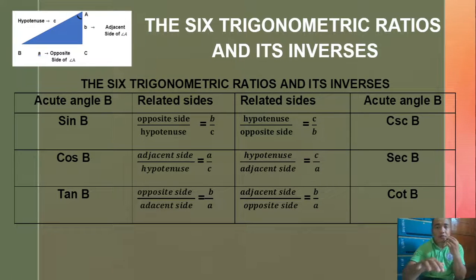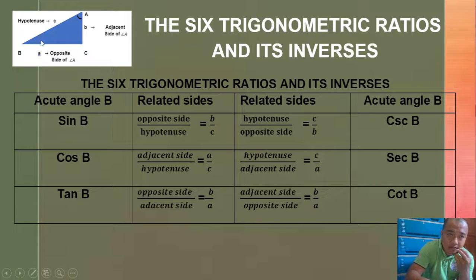Now, with regards to angle B, if angle B is our reference angle, therefore B is now our opposite side, not adjacent side anymore, because side A will be our adjacent side. So the names interchange: side B is the opposite side, side A will be the adjacent side, right? C will still be the hypotenuse.